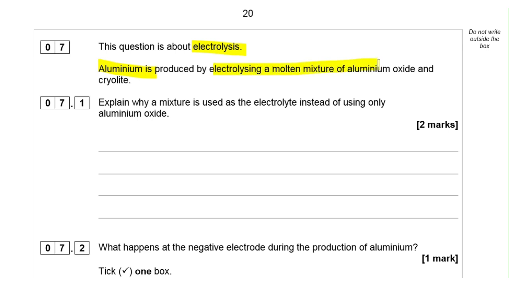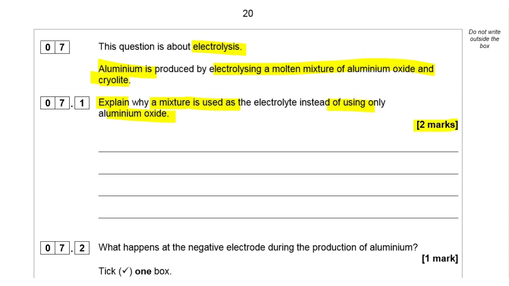Question 7. This question is about electrolysis. Aluminium is produced by electrolyzing a molten mixture of aluminium oxide and cryolite. Question 7.1. Explain why a mixture is used as the electrolyte instead of using only aluminium oxide for 2 marks.